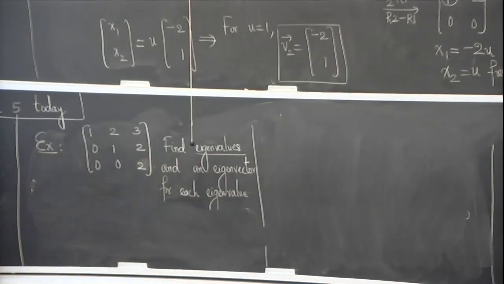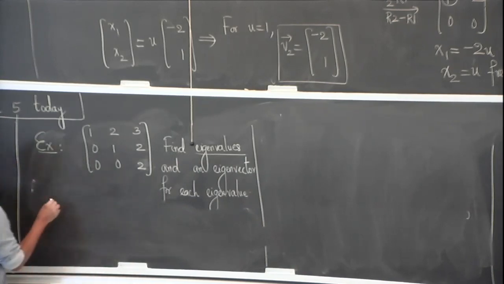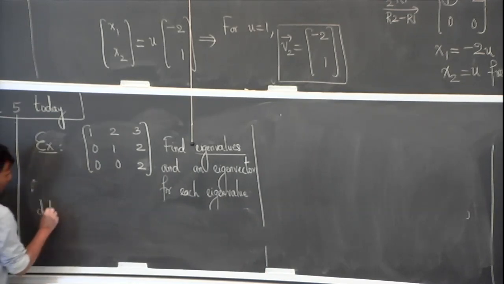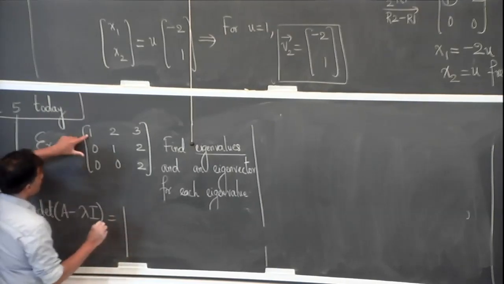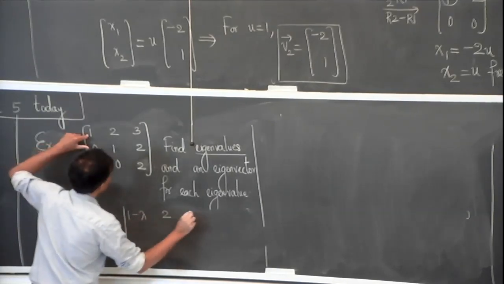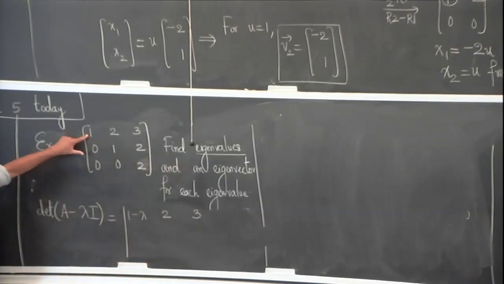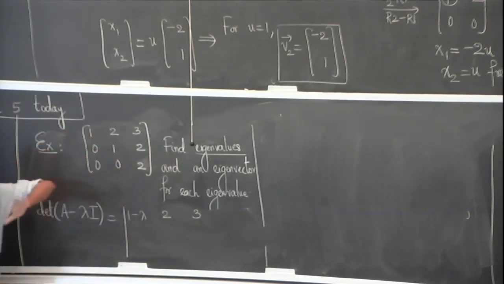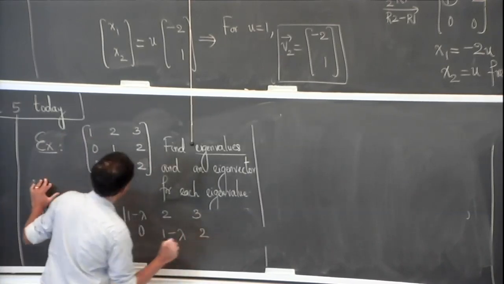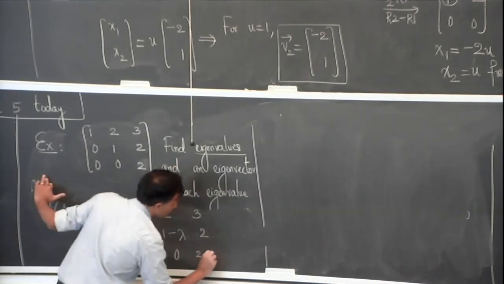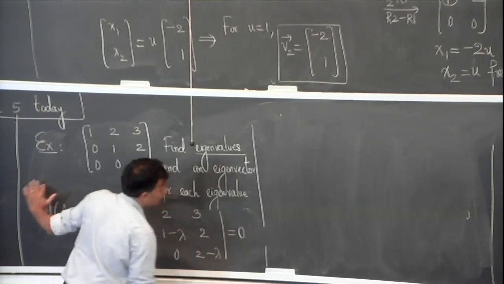Please don't do any REF on the matrix itself. You have to work with what you're given. The REF part comes for the eigenvector part. So please don't do any REF for this. All right, so let's start with the determinant of A minus lambda I. It's going to be 1 minus lambda, 2, 3, and that's what I said earlier. Just need to subtract a lambda from the main diagonal. 0, 1 minus lambda, 2, and 0, 0, 2 minus lambda, equal to 0.